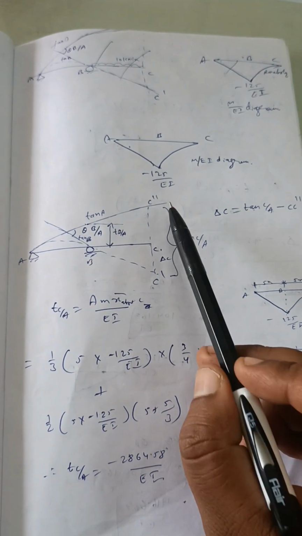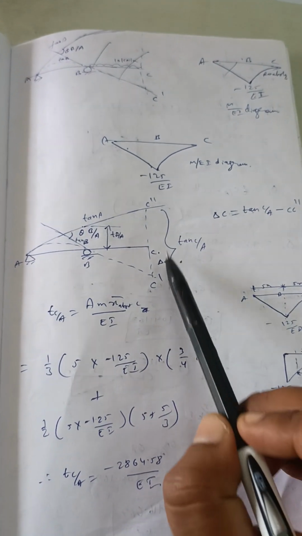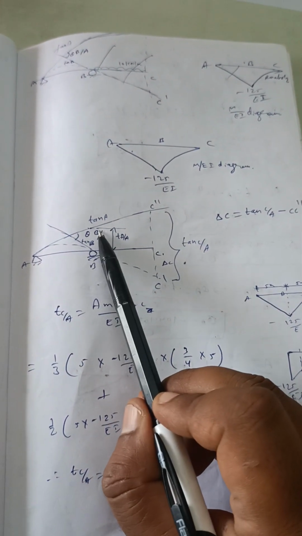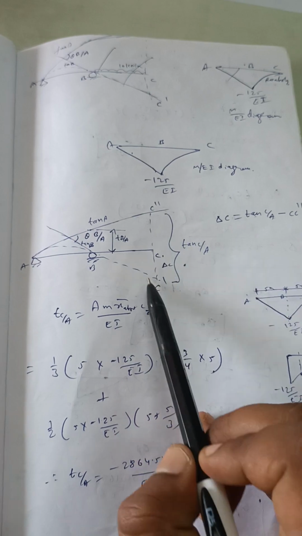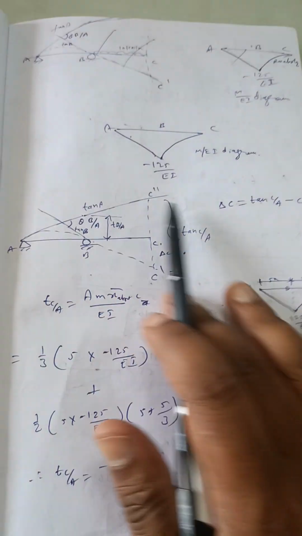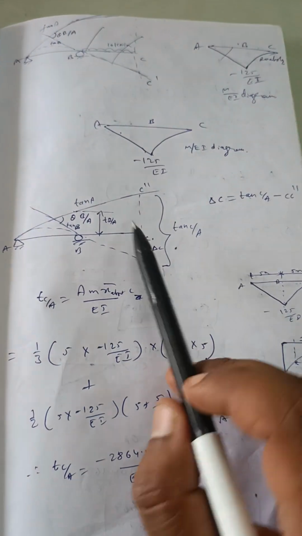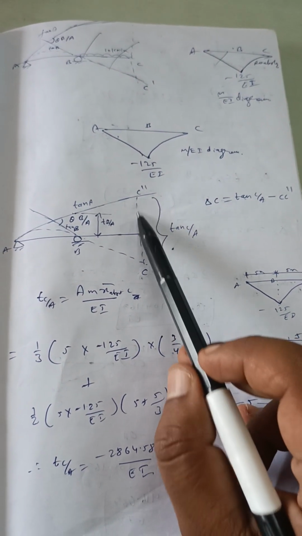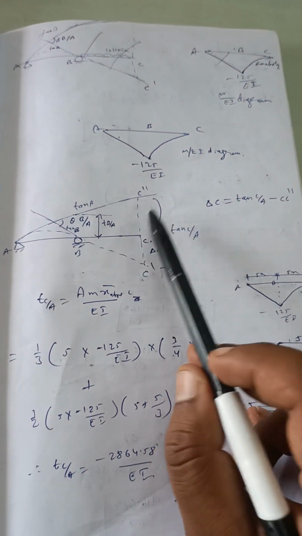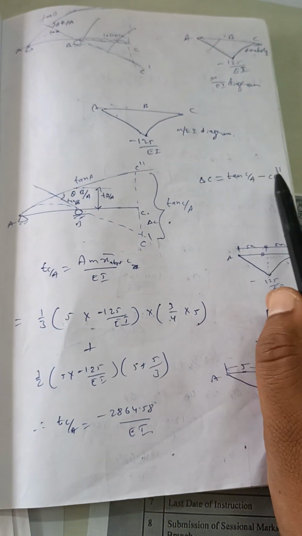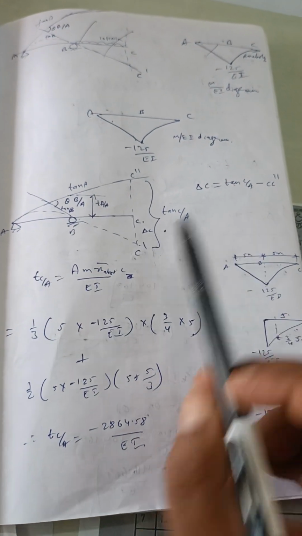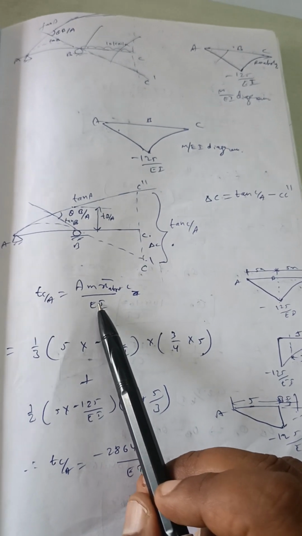Now, what is this total height? It will be t C by A. This will be t B by A, and this will be t C by A. Now delta C is equal to t C by A minus CC dash, that is, the total length minus this height. First let us calculate t C by A, then let us calculate this. So t C by A, which is nothing but A x bar by EI.